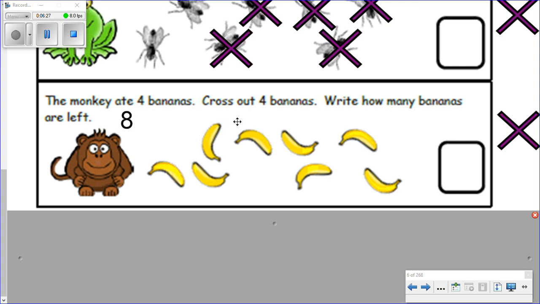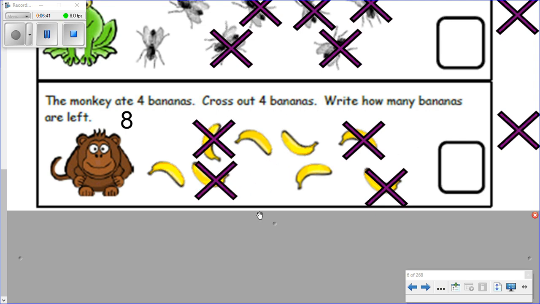Now I can do that crossing out. Cross out 4 bananas. 1, 2, 3, 4. It's okay that my X's are in different places as long as it's the number that I need to cross out, which is 4.